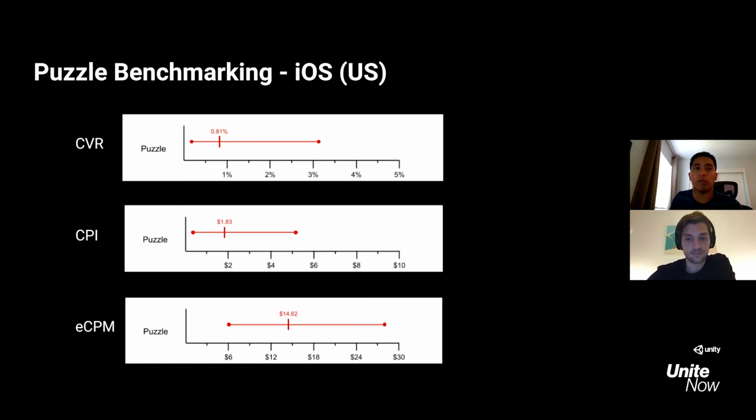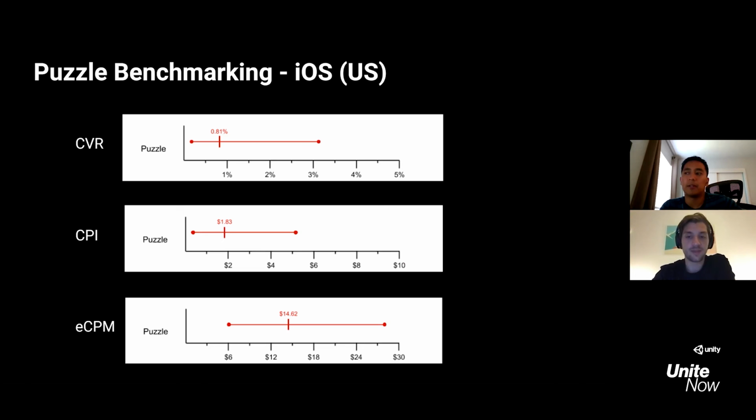So the first one we'll go over is a Tripledot example. They categorize as puzzle on the iOS App Store. So we'll be benchmarking off of iOS, and then we'll stick with US for now. On this slide, you can see three charts for the three main KPIs, CVR, CPI, and eCPM. These are actually box charts, which provide you with a min, average, and max for each corresponding KPI. This essentially provides you with a performance range for the specific category, platform, and geo combination.